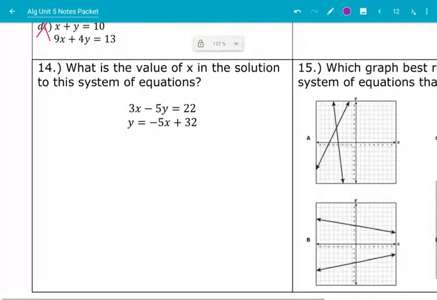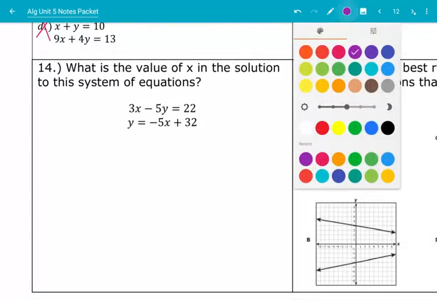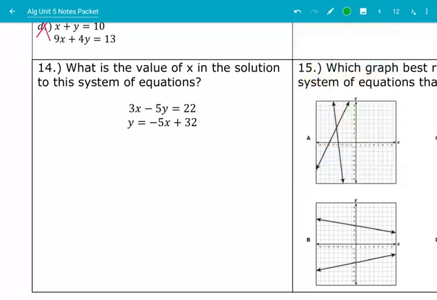Let's look down here. What is the value of x in the solution to this system of equations? Well, to find the value of something is to solve for it. So let's solve for x. That means we're going to have to solve this system of equations. Let's use elimination, because you're going to be using that the most throughout your high school career. Which means we need to take this second equation. The top one's already in standard form, so I'm going to rewrite it. 3x minus 5y equals 22. It'll be in green, and I'll use orange down here for this one. But I am first going to add 5x to both sides.